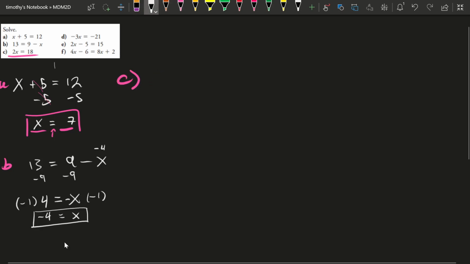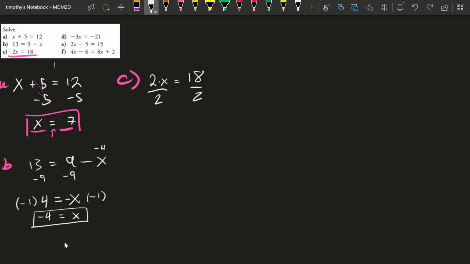Let's look at part C. 2x equals 18. This is the first time we've seen this, so I'm going to divide by 2 on both sides, right? Because if x is being multiplied by 2, I can effectively divide by 2, leaving x all by itself, right? And then over here, I end up getting a 9, because the inverse operation for multiplication is division, okay?